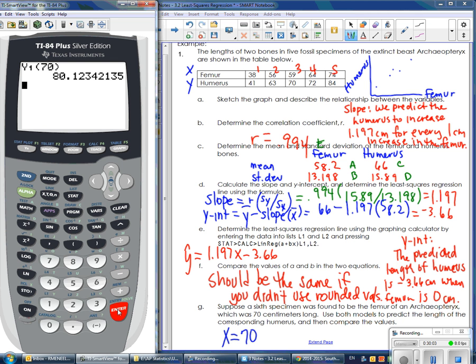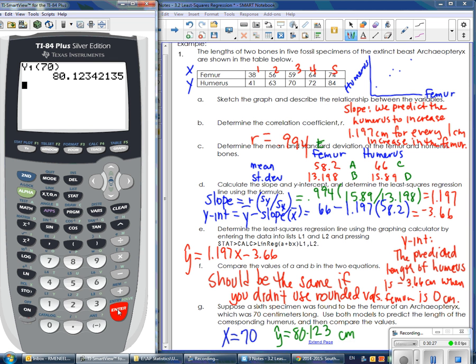And remember that this is just a prediction. So the regression model that I have predicts a humerus of 80.123. So I'm going to actually put a y hat there, 80.123 centimeters. That would be the length that it would be predicted for a femur bone of 70 centimeters.